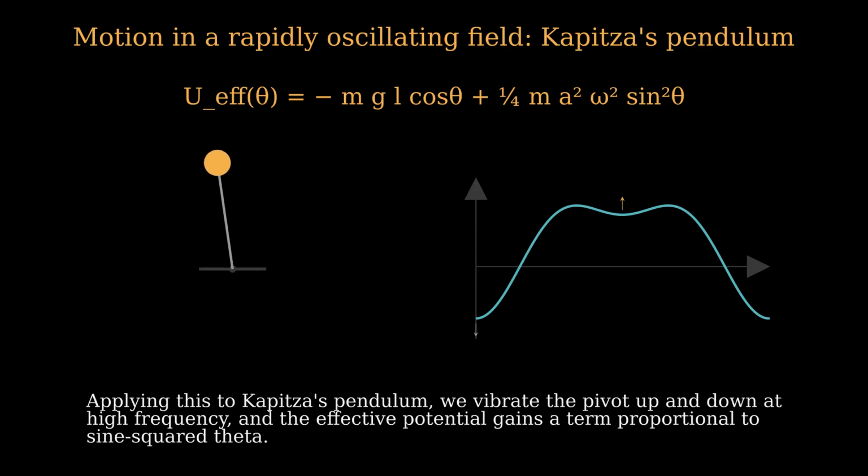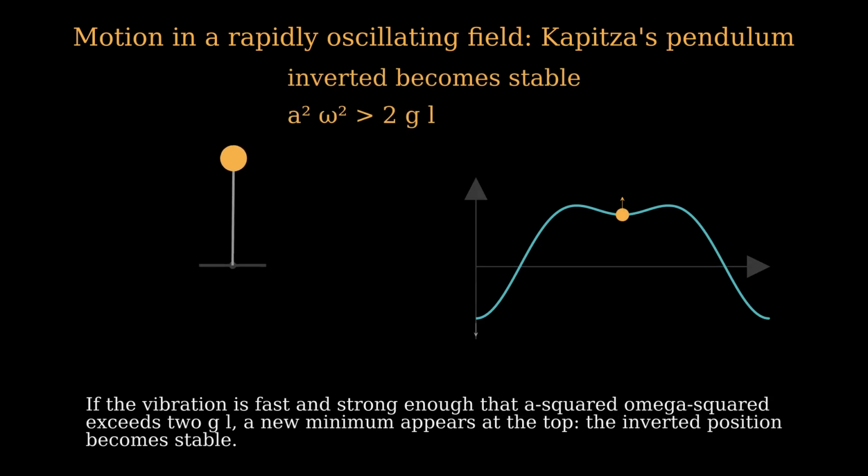Applying this to Kapitza's pendulum, we vibrate the pivot up and down at high frequency, and the effective potential gains a term proportional to sin²θ. If the vibration is fast and strong enough that a²ω² exceeds 2gL, a new minimum appears at the top. The inverted position becomes stable.